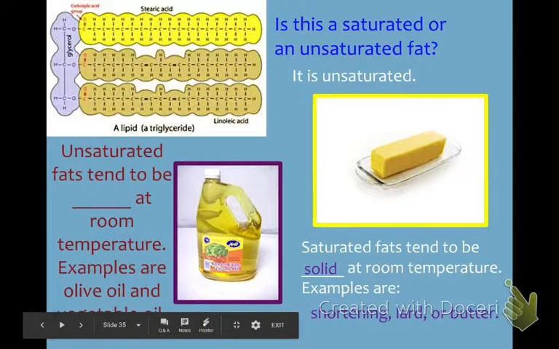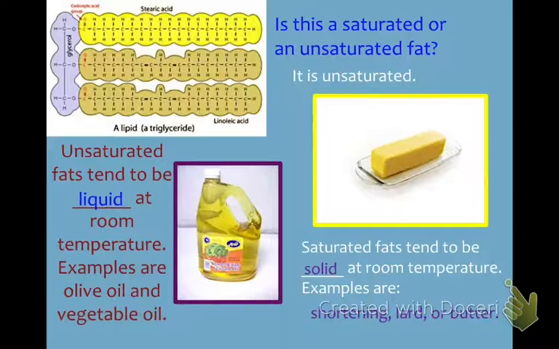Unsaturated fats tend to be liquids or oils at room temperature, like olive oil and vegetable oil. And I don't know, coconut oil is like right in the middle, so I really don't know what that classifies as.